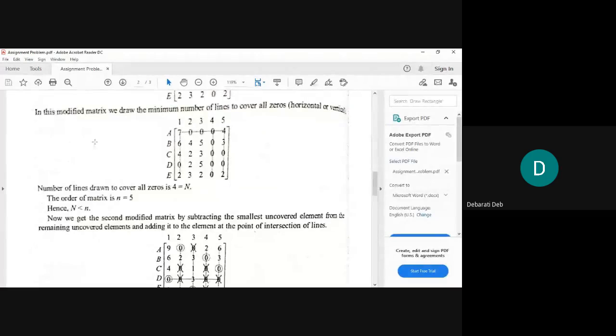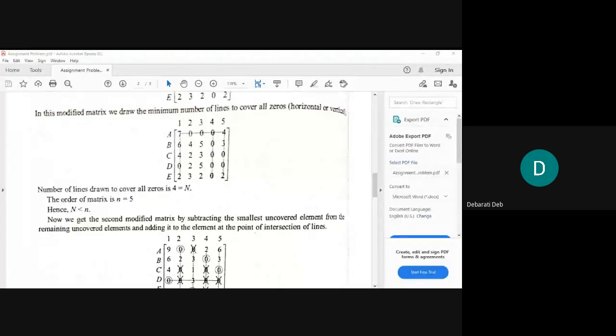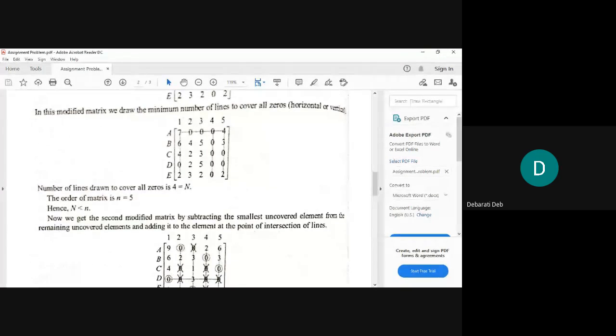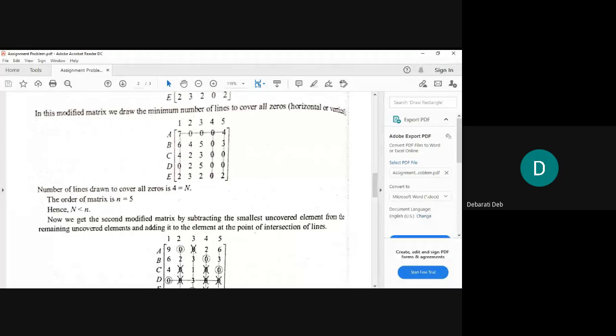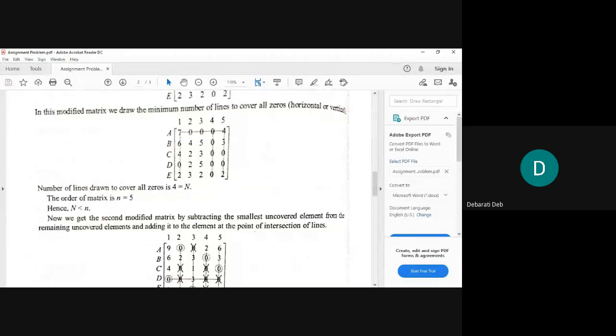And the order of the matrix is small n equals 5. Then you write, hence capital N less than small n. Okay, so we are getting the second case.